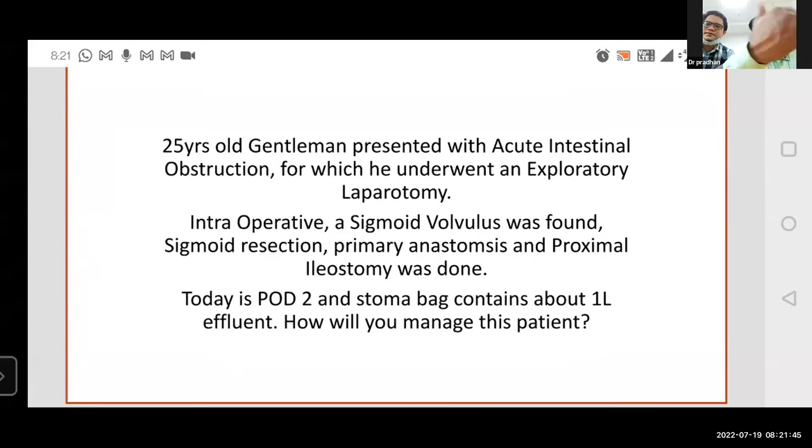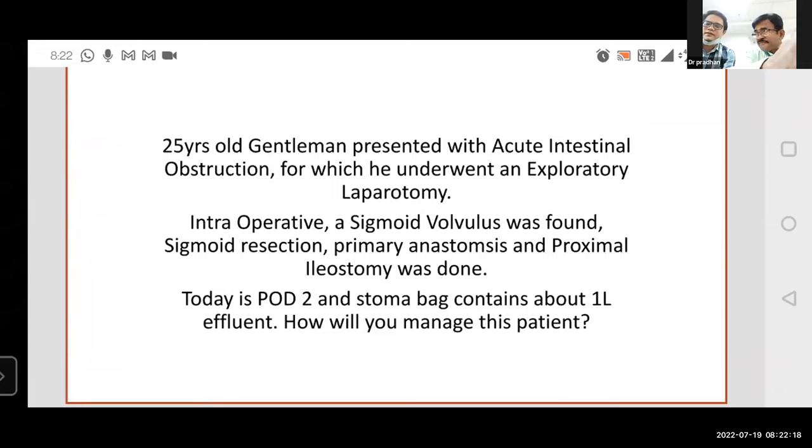So, what is the net effect in the body? If the patient is losing 2 liters, what is the net effect in the body? Sir, there will be dehydration. Yes, dehydration. Then hyponatremia, hypokalemia. Patient develops acidosis. So, this is a metabolic derangement. Yes, metabolic.